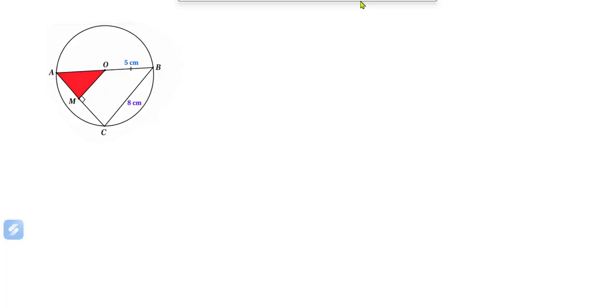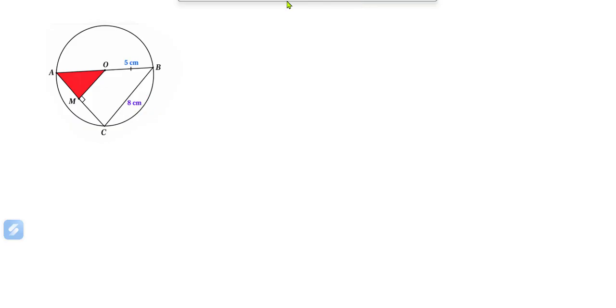So in this, we have to find AM and then the area of triangle AOM. O is the center of the circle, and that means this AO is a radius and this OB is also a radius. The value of the radius is given, which is 5 centimeter, and this is 8 centimeter, BC.